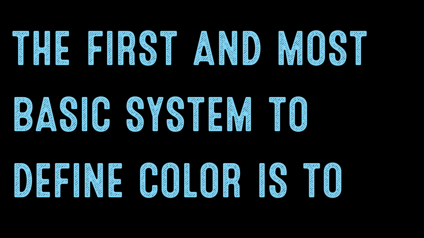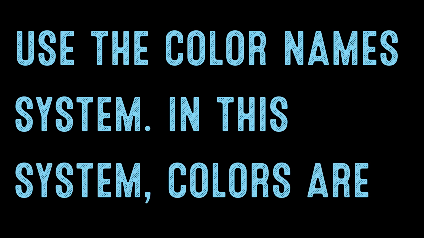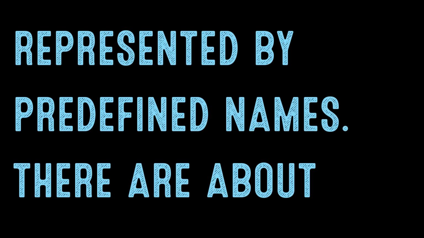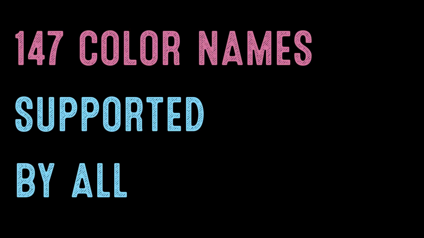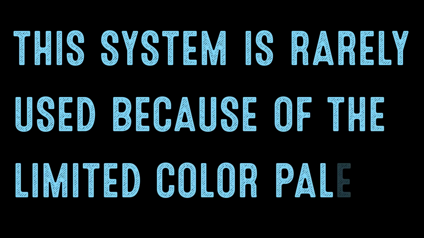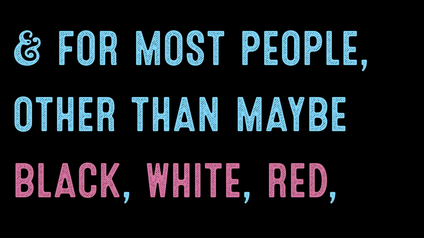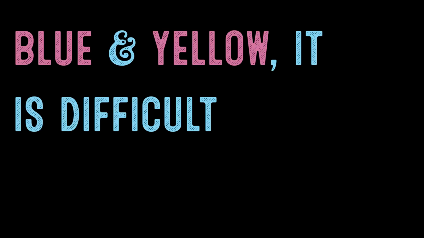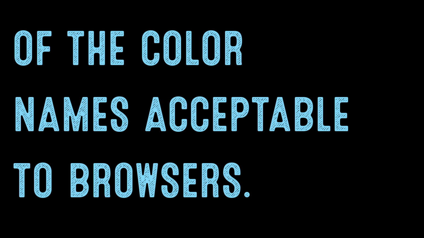The first and most basic system to define color is to use the color name system. In this system, colors are represented by predefined names. There are about 147 color names supported by all browsers. This system is rarely used because of the limited color palette, and for most people, other than maybe black, white, red, blue, and yellow, it is difficult to remember the rest of the color names acceptable to browsers.